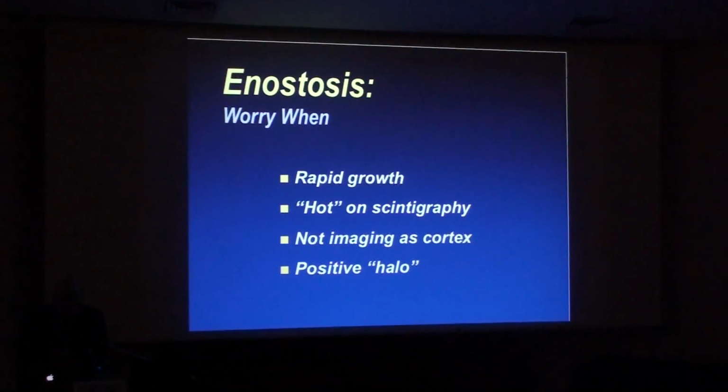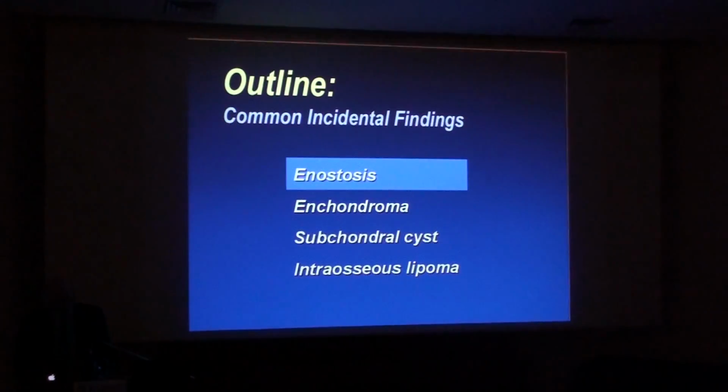So when do I worry about bone islands? I worry when I see rapid growth. I worry when they're hot on bone scan, and when they don't image identical to cortex. And of course, if I see a positive halo sign, it's reported to be 75% specific and virtually 100% sensitive in identifying metastatic disease. I will say I've used it over the years, and I've only had one false positive in a recent case, which we really just biopsied to death and still turned out negative. So it does fail occasionally, but I think it is a very useful sign.